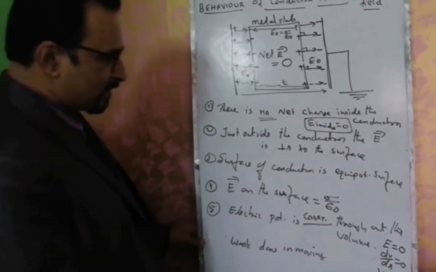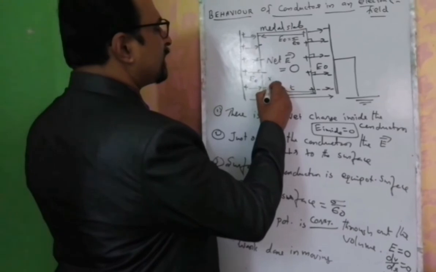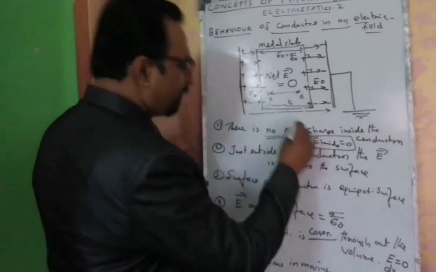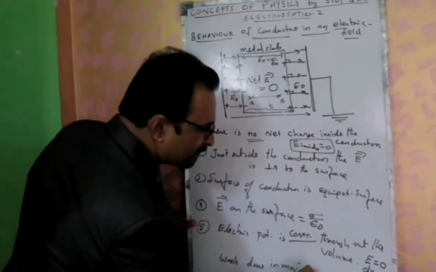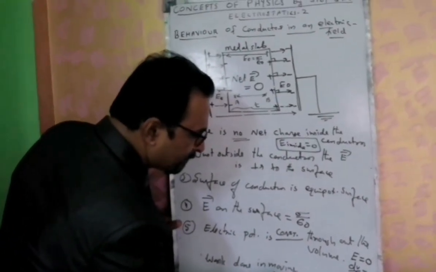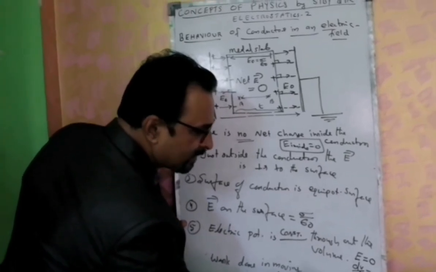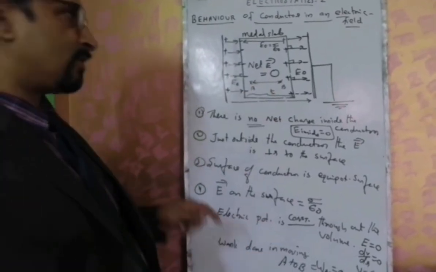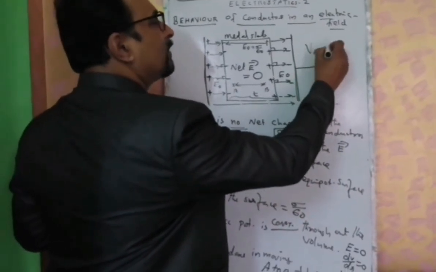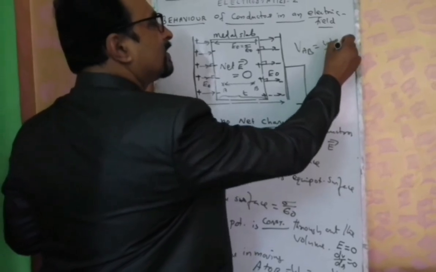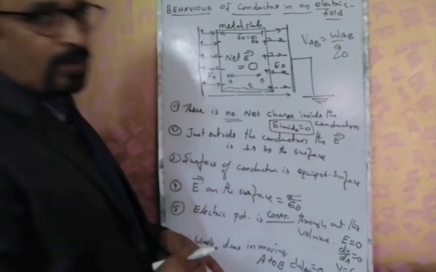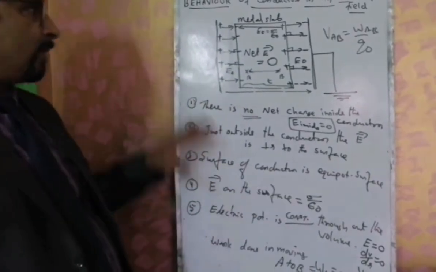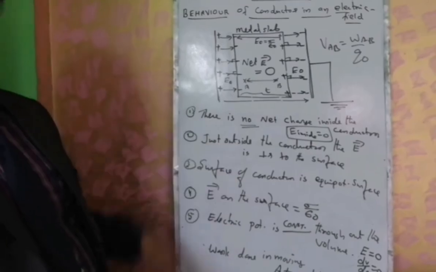If you know potential is constant, then work done to displace any charge between any 2 points inside the conductor, W_AB, work done in moving a charge from A to B. What is the answer of this? The answer is 0. Because if potentials are constant, the work done is 0, because potential difference is equal to work upon charge. So here V_A and V_B are equal. Therefore W_AB is equal to 0. These are the main 5 points about the behavior of conductor in an electric field.